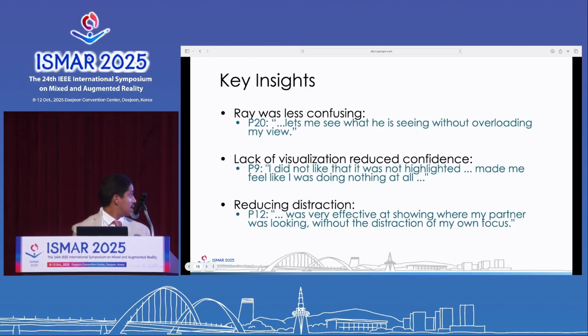And finally, participants did comment on reducing distraction with only being in a unidirectional setting, saying that it was very effective at showing where my partner was looking without the distraction of my own focus.